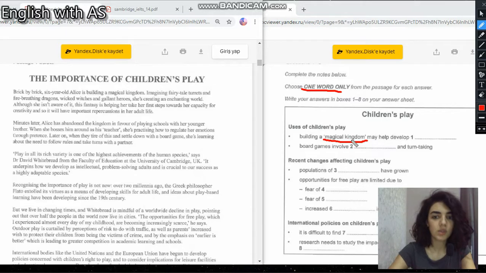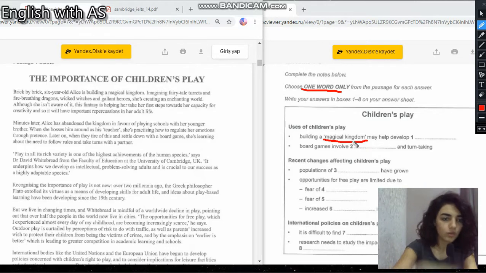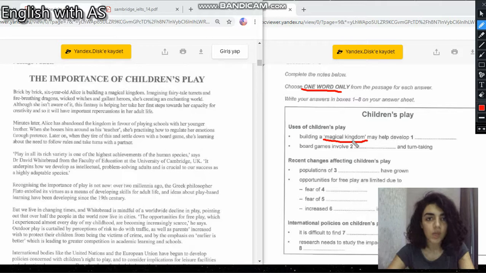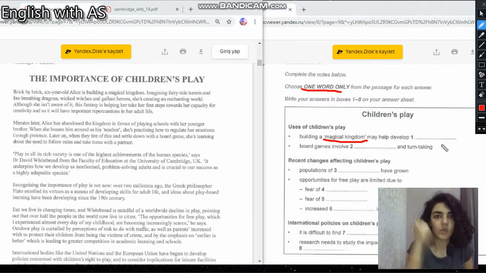So with the first keyword I will locate my answer, but to understand whether it's this or not, like whether my answer is, for example, school or not, I have to find which part of speech I need. Okay, so here magical kingdom may help develop what? Automatically you say develop what? It means I need a noun here. Develop something. So which part of speech am I looking for? A noun. So I have one keyword, magical kingdom. I am looking for a noun. So I know that I have to find one word.